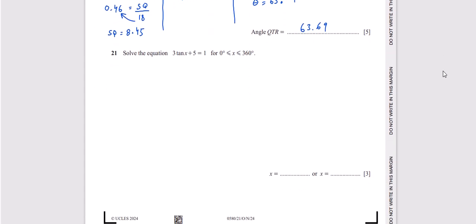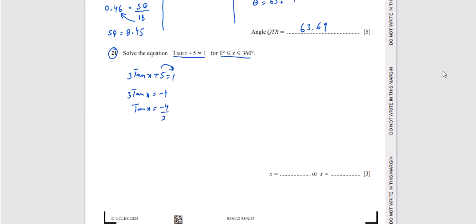Question number 21. Solve the equation 3 tan x plus 5 is equal to 0 for 0 to 360. So the given equation is 3 tan x plus 5 is equal to 0. So 5 shifts to the other side. 3 tan x is equal to minus 5... tan x is equal to minus 4 over 3.